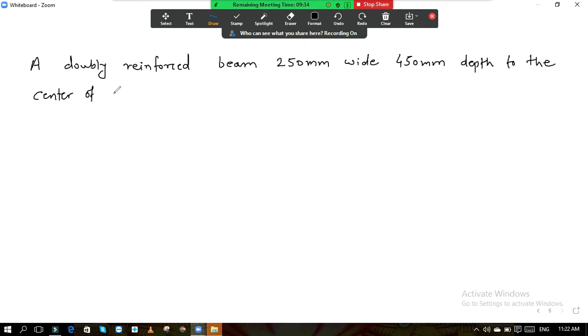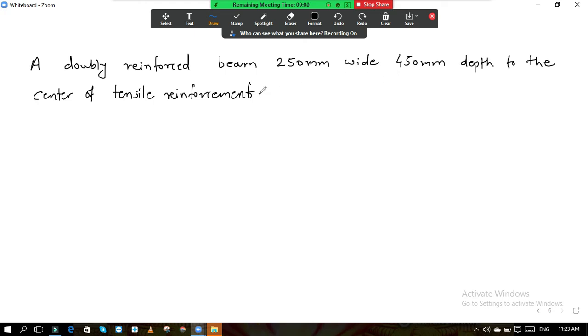आता बघा याच्यामध्ये काय दिलेले तुम्हाला, to the depth of center of tensile reinforcement. Tensile reinforcement कुठे असते नेहमी, bottomला. Tensile reinforcement is normally at the bottom. So this depth of 450 is measured from top to the center of tensile reinforcement, means whatever bars are provided for tensile reinforcement, at the center of those bars. So this is the effective depth. Indirectly they are telling you the effective depth is given to you. Okay, so this is your effective depth.